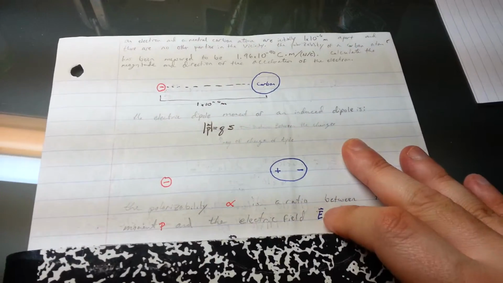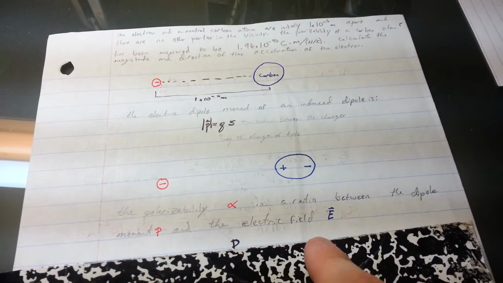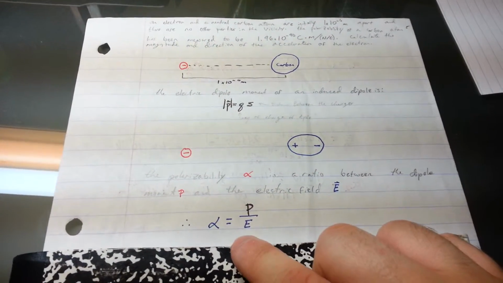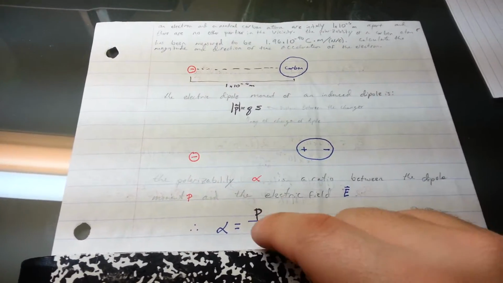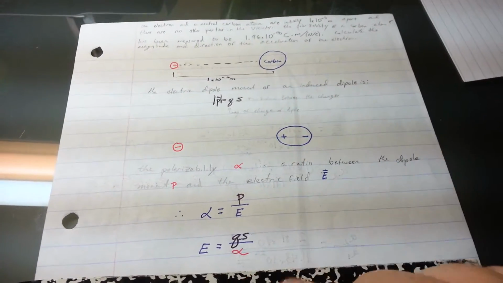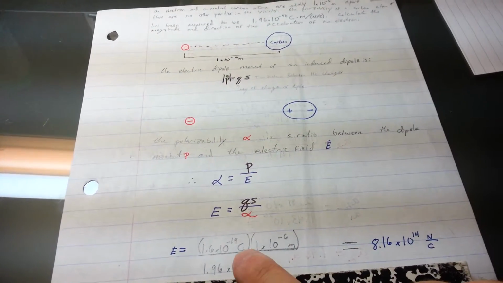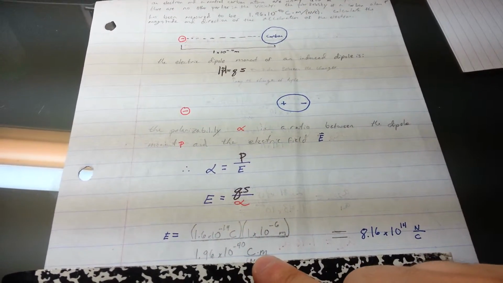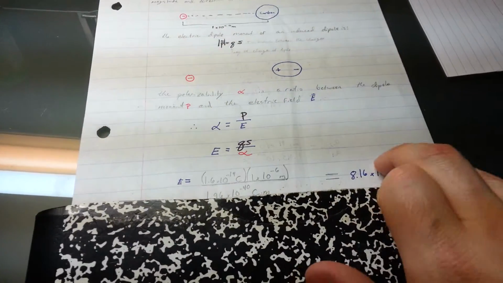Alright, and the polarizability alpha is just a ratio between the dipole moment p and the electric field, which is what we're about to solve for. So, alpha equals p over E. Then we plug in Qs for p, giving us the value that we're going to look for. So, just plugging in things. This is the charge of a proton, this is the distance, and this is our polarizability, giving us 8.16 times 10 to the 14th newtons per coulomb.